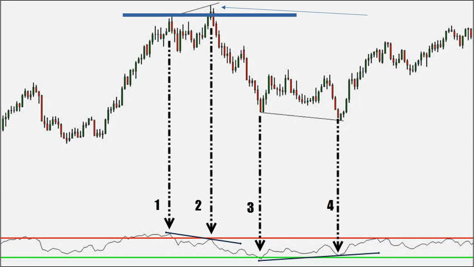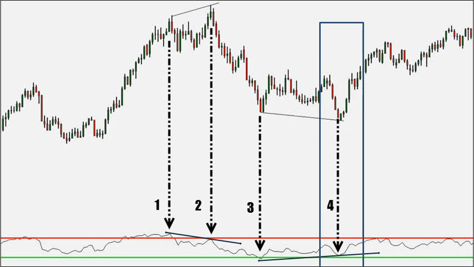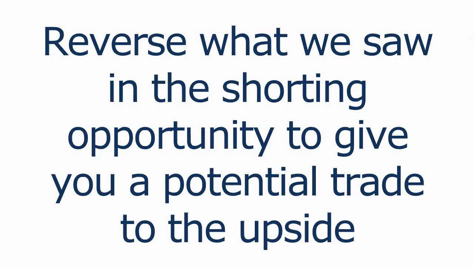So this can have you on alert for a long trade, but we need something else to back us up in this trade. Now, ranging price action ends with a push down to the top of the oversold area at number 4. Price breaks the previous swing low, but the RSI puts in a higher low, which indicates bullish divergence, as price makes a lower low but the momentum indicator puts in a higher low. You can simply reverse what we just talked about in this opportunity to give you a potential trade to the upside as opposed to the short.